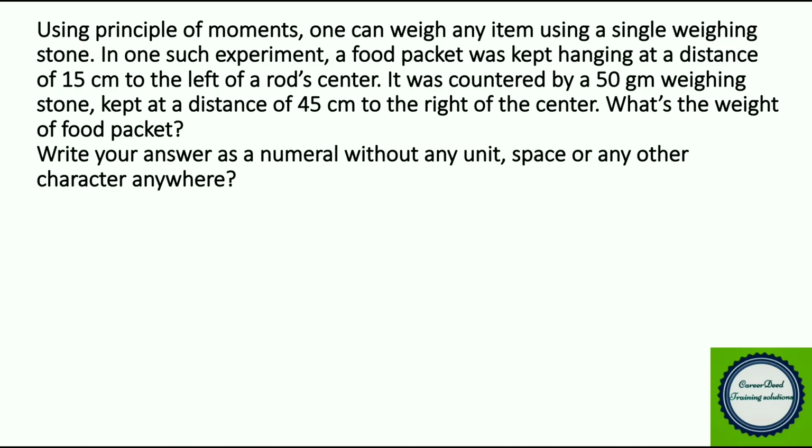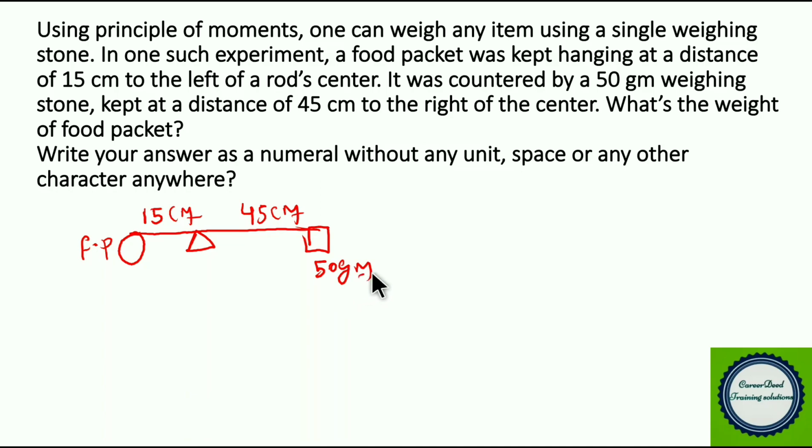Again, this question is from TCS NQT, where you don't have MCQ. You have to type the answer in the text box provided. So here you have a weighing machine. In this weighing machine, from the center of the rod at 15 cm, a food packet is hanging. So assume this is the food packet. On the other side, that is the right hand side, we have kept a 50-gram weight at 45 cm from the center. So the weight is 50 gram.